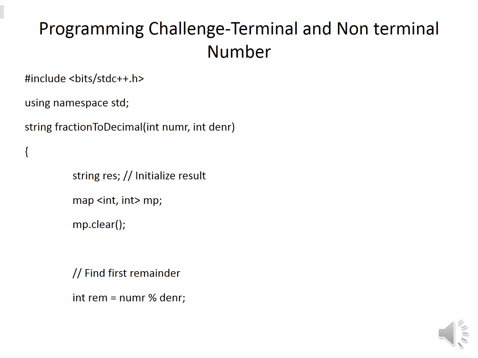We enter into the fraction to decimal function, we initialize the result, that is res, and the data type of that res is string. After that we write the next statement: map integer integer mp semicolon.